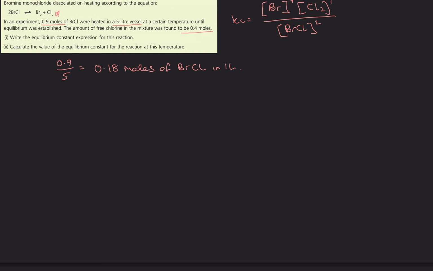Now we should do that exact same thing for the other one, which is the chlorine, because that's still in 5 litres. So you're going to go 0.4 divided by 5, and that will get you 0.08 moles of chlorine in a litre. Okay, so that's all converted down.